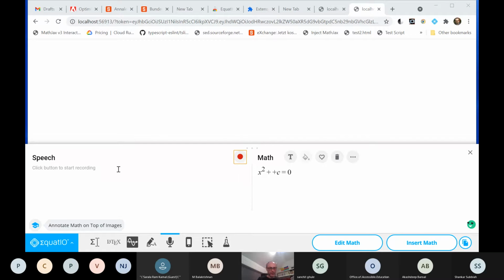Okay, now this here is speech input. So I wanted to show you how speech input works. And I got it to work yesterday evening, so hopefully that'll work again. So let's try something. X squared plus bx plus c.